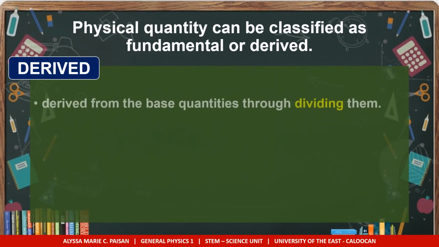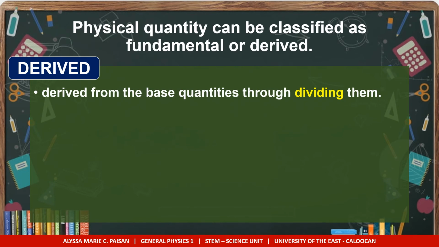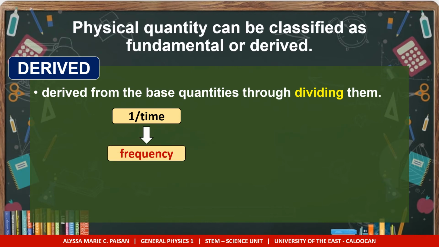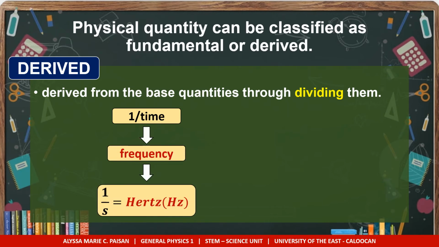The second way to get derived quantities is through division. When 1 is divided by the fundamental quantity time, the result is a derived quantity called frequency. The unit of frequency is renamed as Hertz or Hz, and that is equivalent to 1 over second.